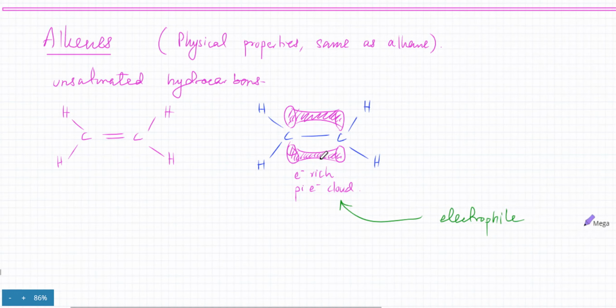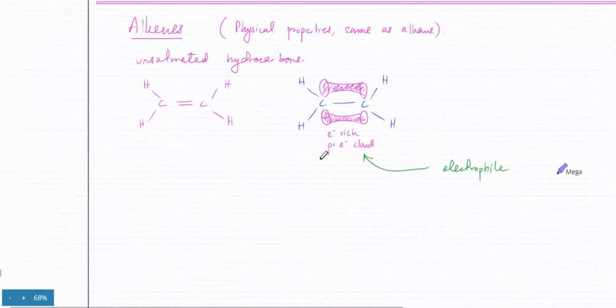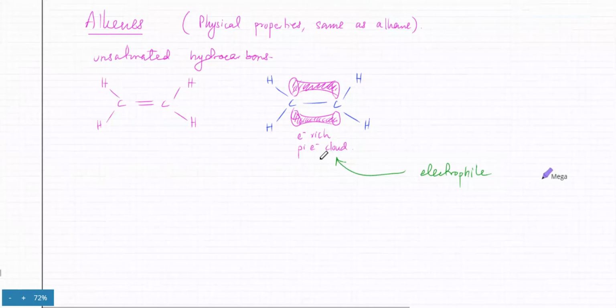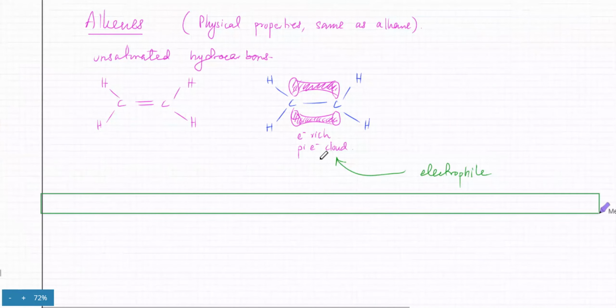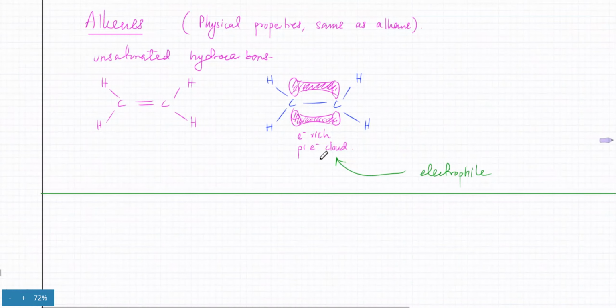So electrophiles are going to be attracted to it. And all of alkenes' reactions are going to be electrophilic. So we're going to talk about electrophilic reactions, and we're going to talk about the reactions that you studied in O levels first, and then we're going to move towards their mechanism. So alkenes had addition reactions, but now they would be called electrophilic addition reactions.